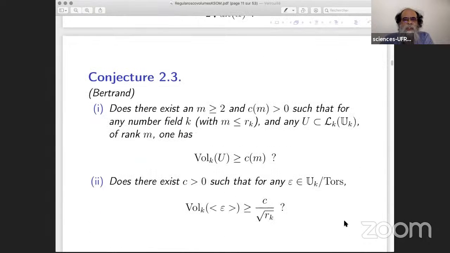So now I frame the conjecture of Daniel Bertrand. Daniel Bertrand asked whether there exists an M such that Cm is positive and such that the volume is at least a constant depending only on M for any number field with rank of unit group larger than M, and also whether there exists an epsilon in the unit group such that the volume of that given epsilon is at least C times the square root of Rk, which is a version of Lehmer's problem for the L2 height.